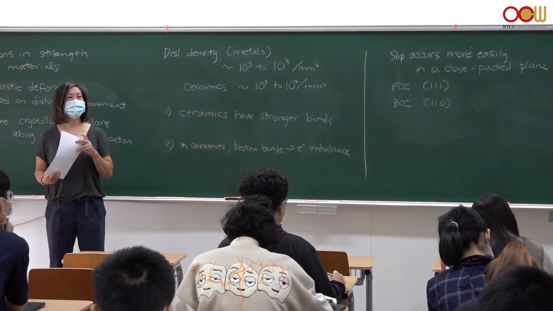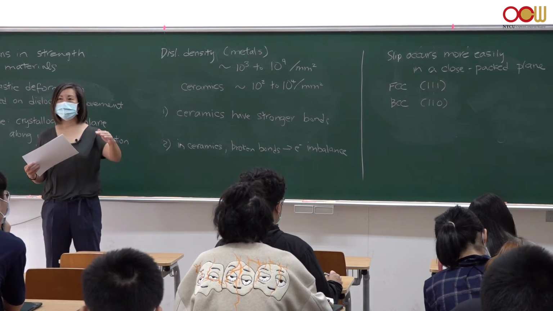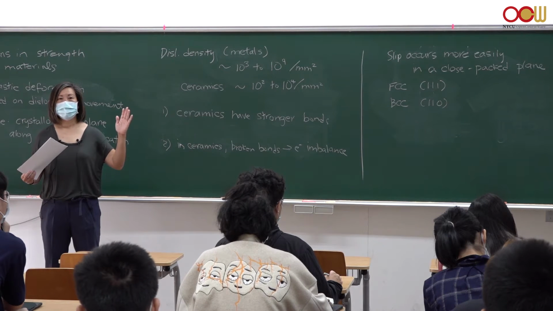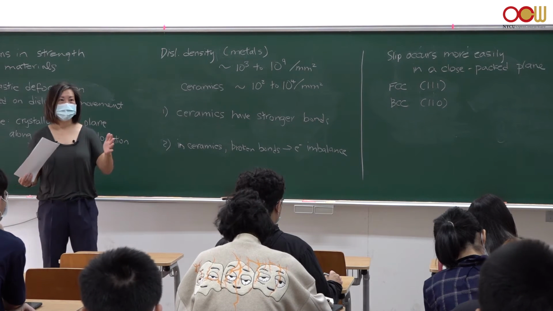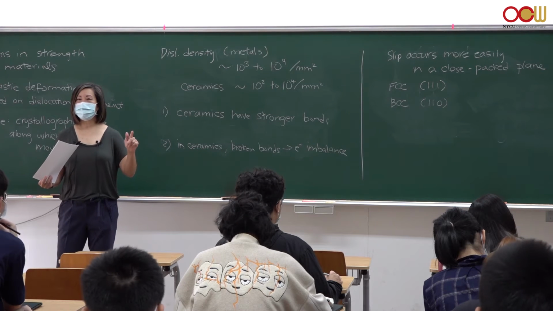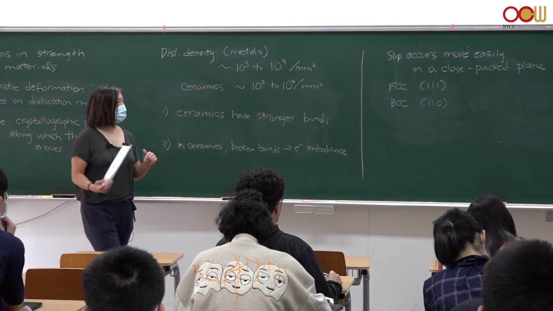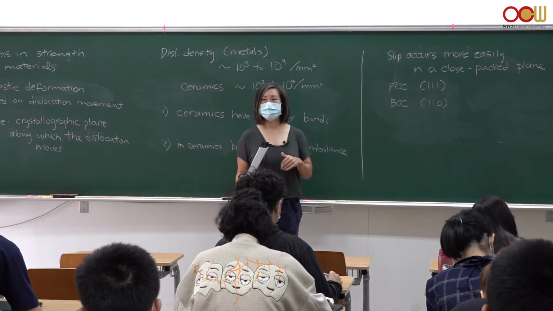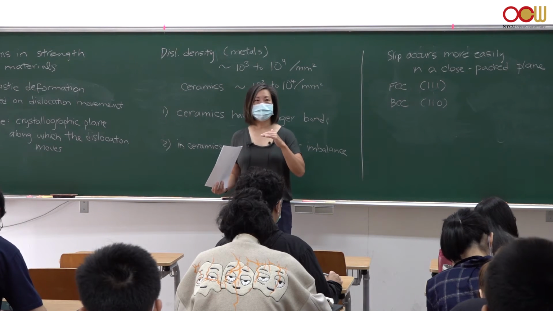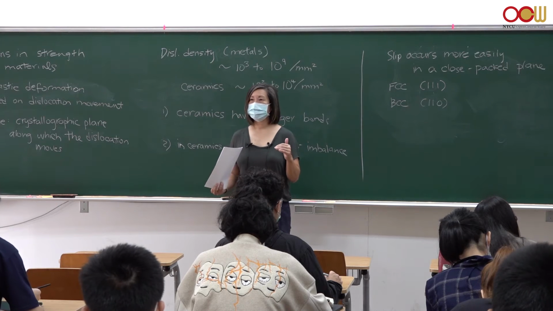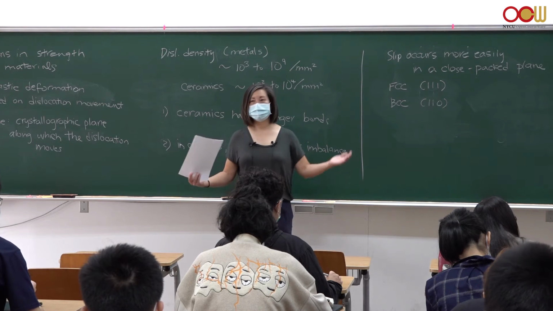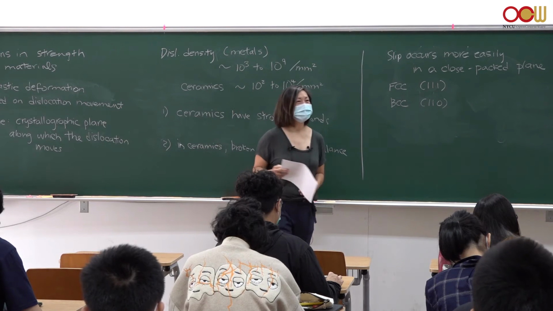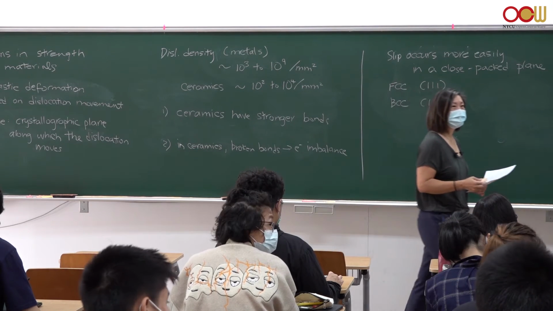Why would there be a preference for slip to occur? So remember, slip is the movement of dislocations. And movement of dislocation is the breaking and reforming of bonds. So why would breaking and reforming of bonds happen more easily in a more densely packed plane as opposed to a less densely packed plane? Any guesses? Is it because the atoms are closer?